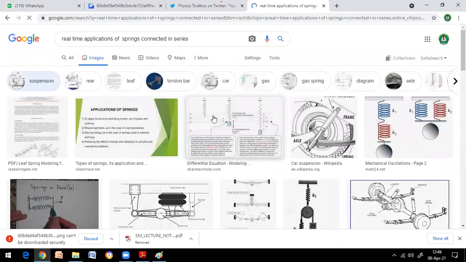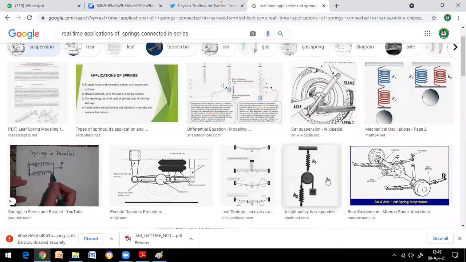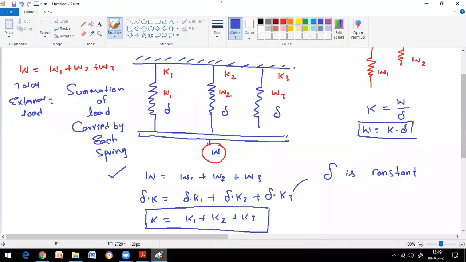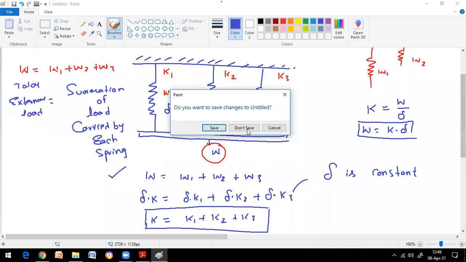In the suspension of an axle, if you want to distribute the load not just to a single spring but to multiple springs, then you can connect two springs in parallel. Here you may ask me, sir, which connection is always preferable, springs connected in series or in parallel? I will show you both in a single picture.